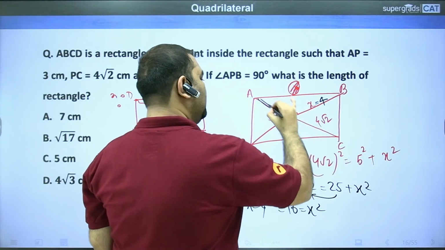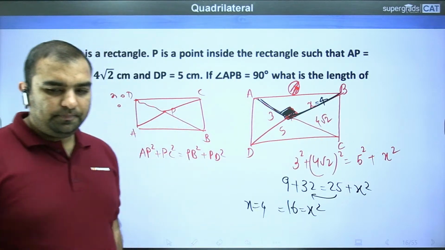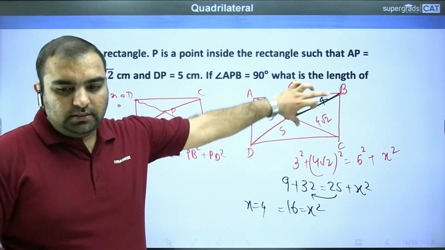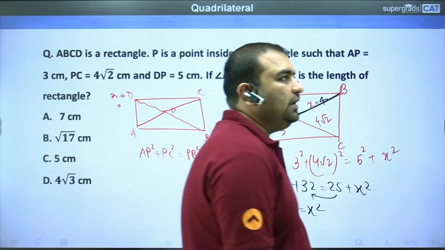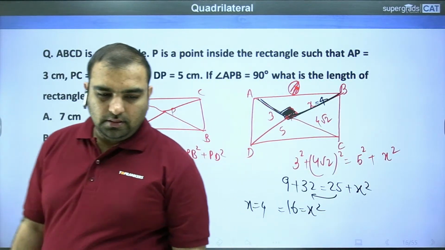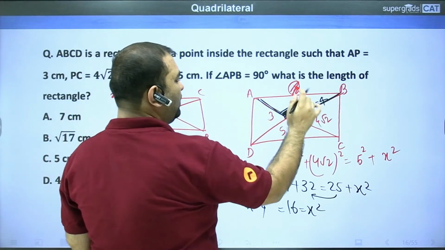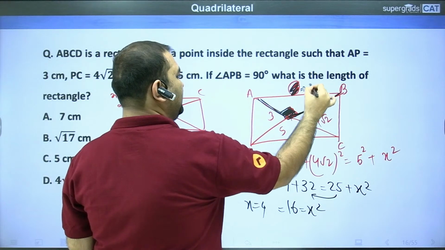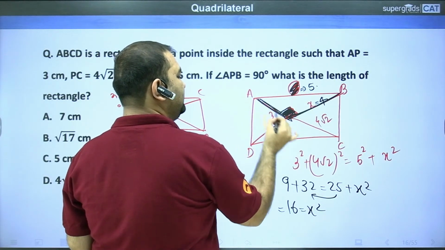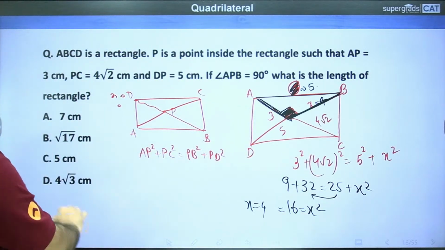This is 3. This is 4. A 90 degree in between. Pythagorean triplet. It's a Pythagoras triplet, 3, 4. So length of the rectangle is going to be 5. If this is 3, this is 4, length of the rectangle is going to be 5.